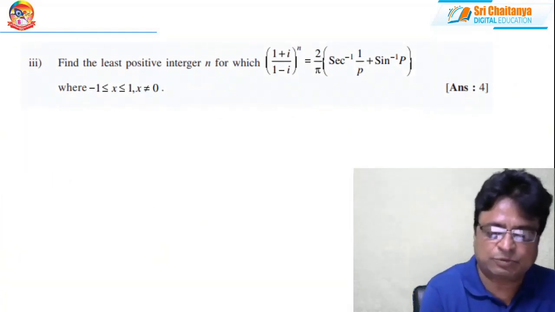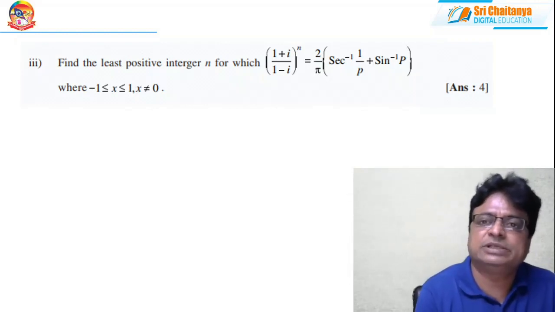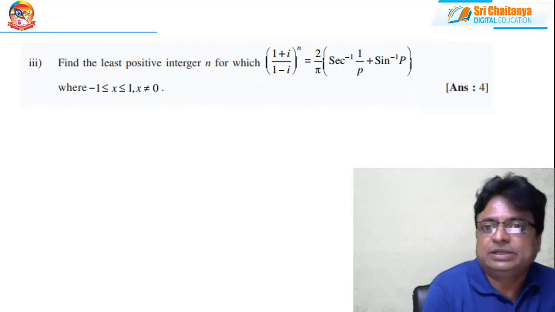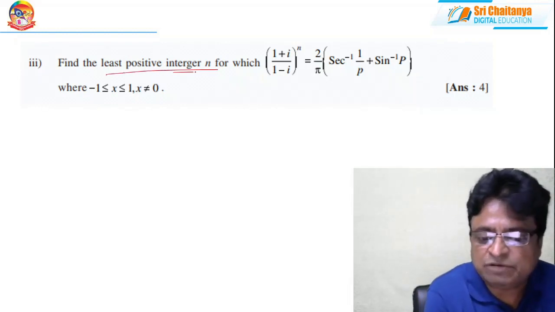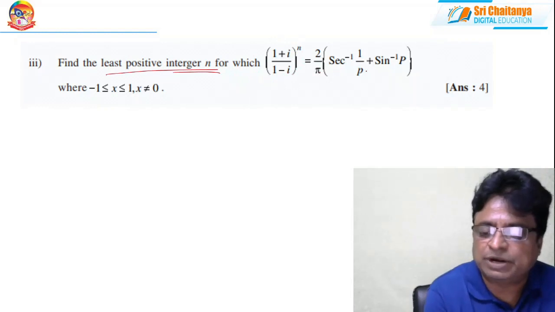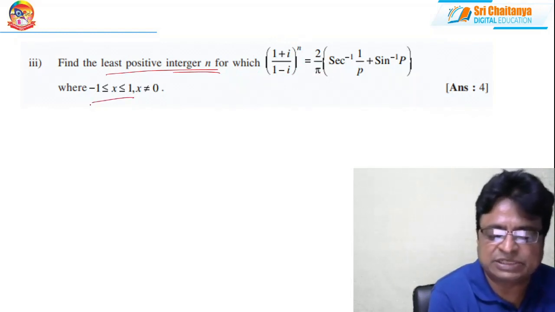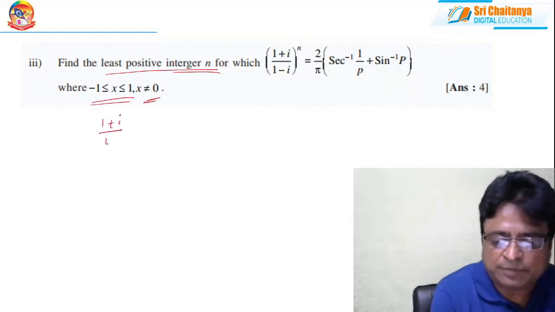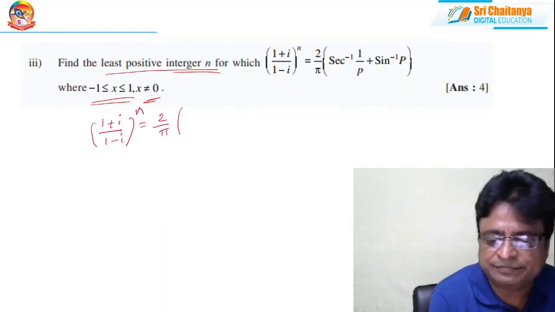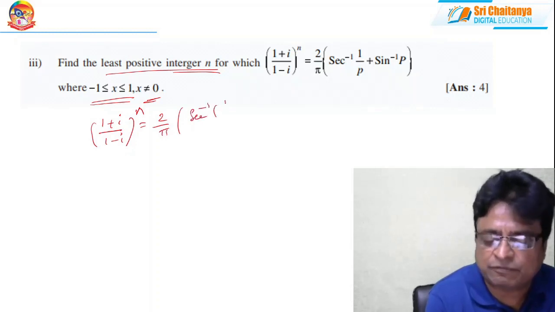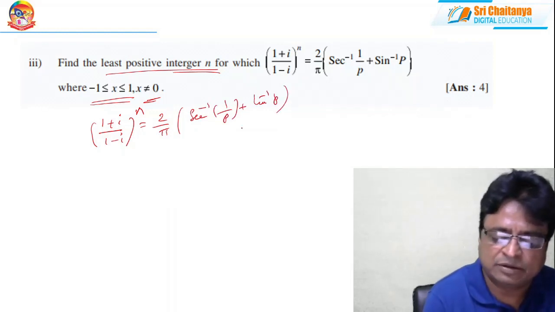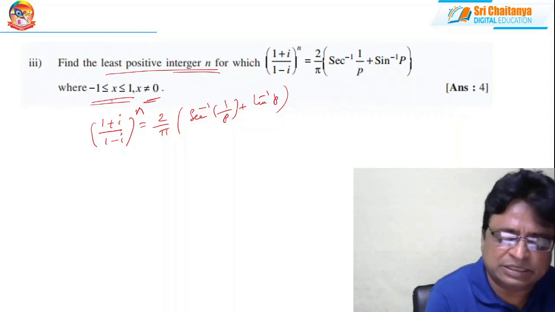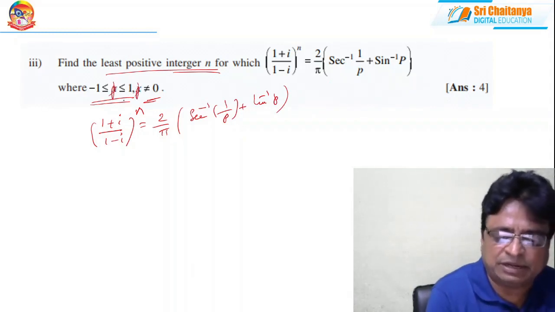Okay, my friends. Now coming to the next problem. Already I told, this problem has been given several times in competitive examinations, and this is another way. See here the beauty: the least positive value of n for which 1 plus i by 1 minus i whole power n is equal to something given, where x lies between minus 1 and 1 and x not equal to 0. If you observe the problem very seriously and systematically, you will find that secant inverse of 1 by p plus sine inverse p is given for you.